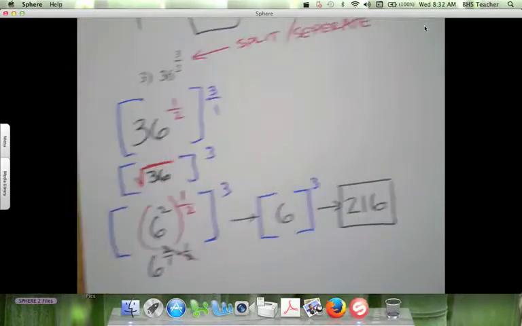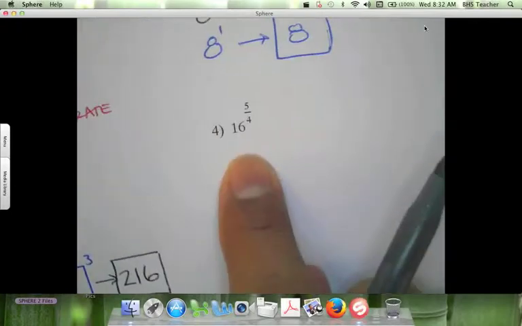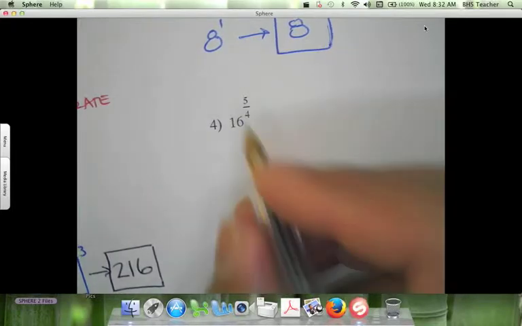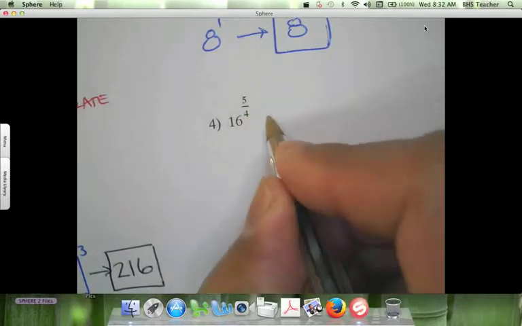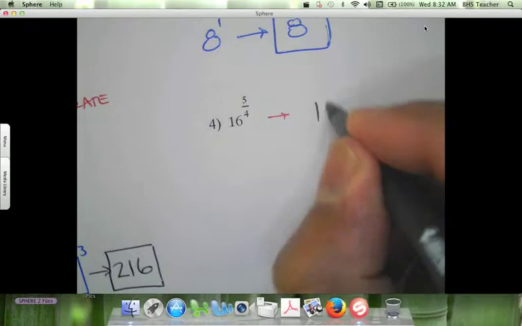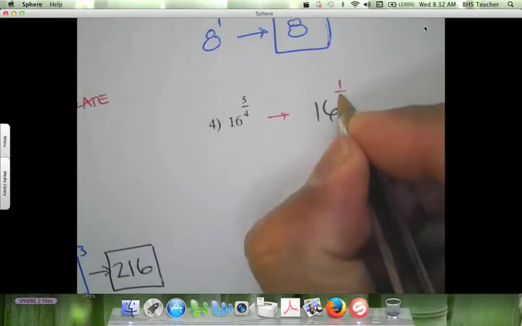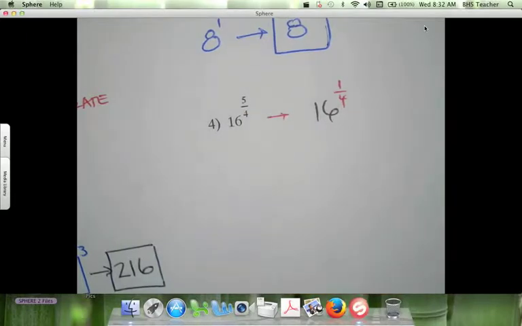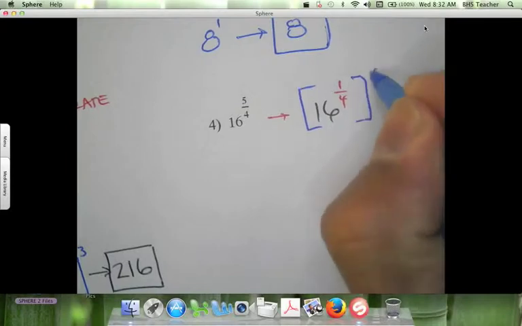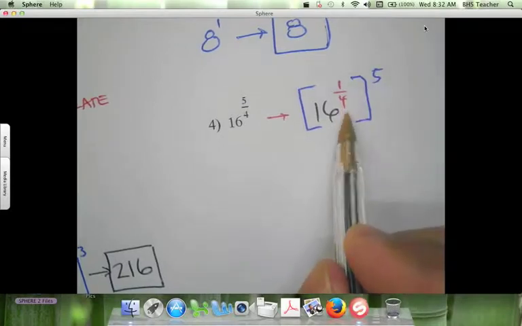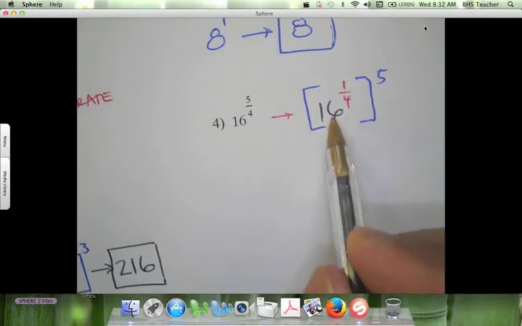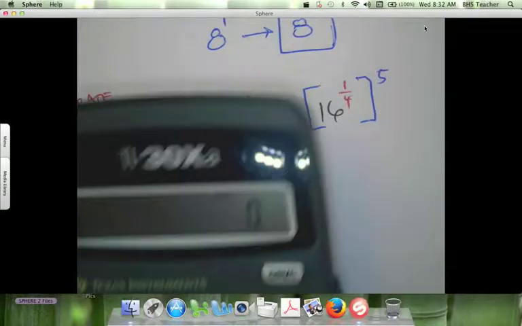Okay, number 4. Okay, so on the side over here, since this is a 4, I'm looking at this as 16 to the power of 1/4, right? I'm separating this 5 over 4. I'm leaving the 5 out here. And this is the part you're going to use your calculator, just to tell me what's the 4th root of 16? The 4th root of 16, doing your calculator.